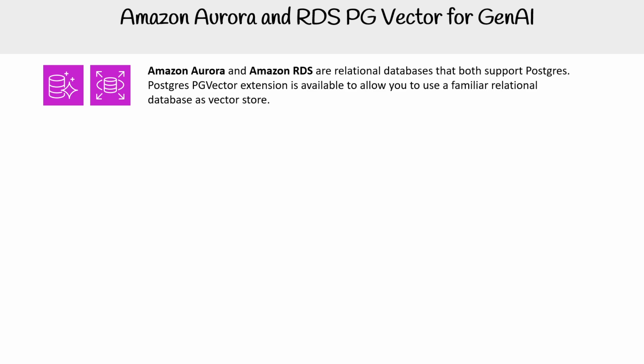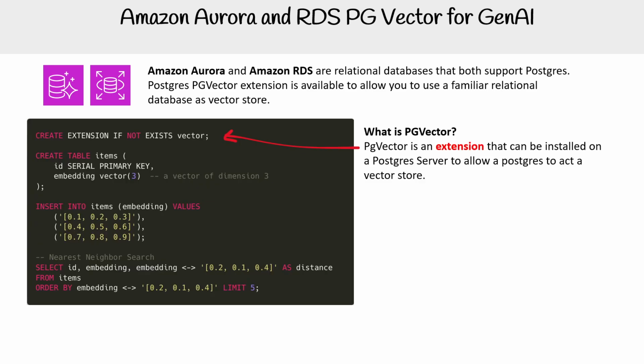If you want to use a vector store on Postgres, there is an extension called PG Vector. Here's an example of us using PG Vector. We enable the extension within our database. We now have the ability to set a data type as a vector, and we're setting this as three-dimensional.